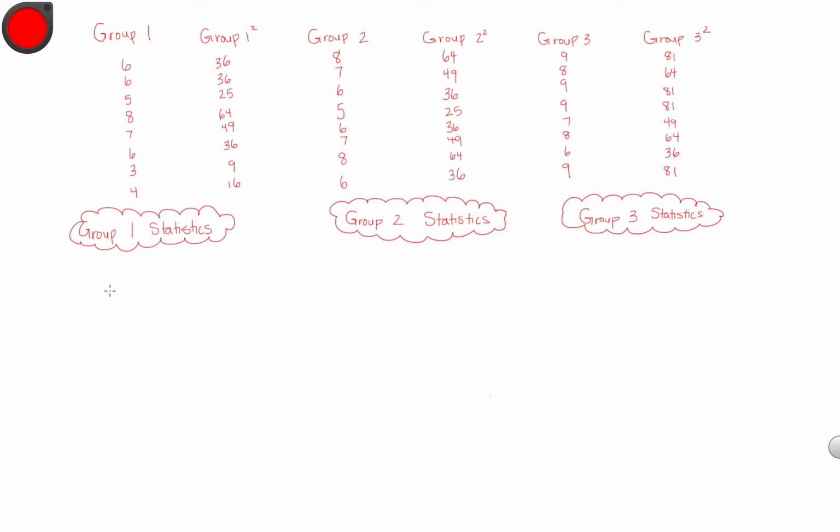So the first thing we needed to find was the sample size for each group. So N1, the sample size for group 1 equals 8. We have 8 people here, right? 1, 2, 3, 4, 5, 6, 7, and 8. For N2, we also have 8 people. And for N3, we have, you guessed it, 8 people.